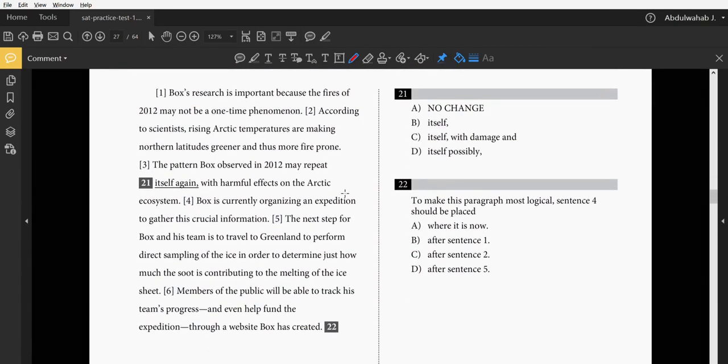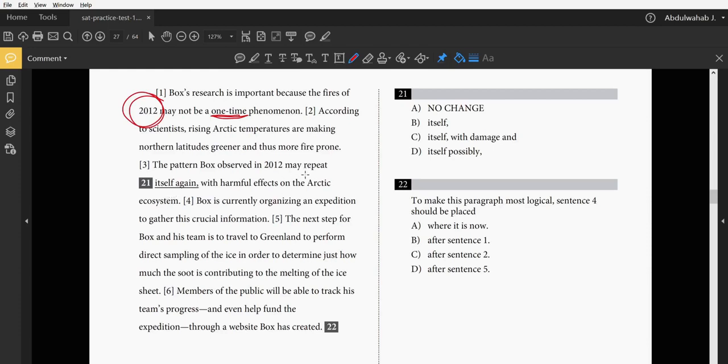Moving on, Box's research is important because the fires of 2012 may not be a one-time phenomenon. So he's telling us that this thing that happened in 2012 might not happen only one time. It might repeat. According to scientists, rising Arctic temperatures are making northern latitudes greener and thus more fire-prone. The pattern Box observed in 2012 may repeat itself again with harmful effects on the Arctic ecosystem.